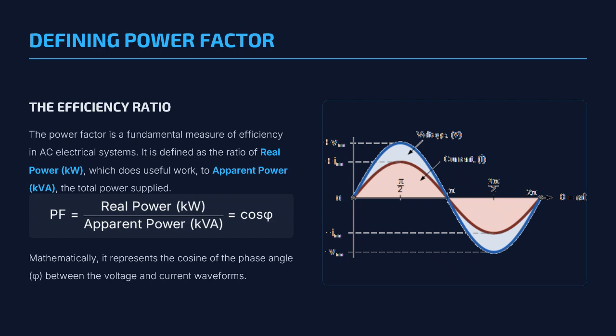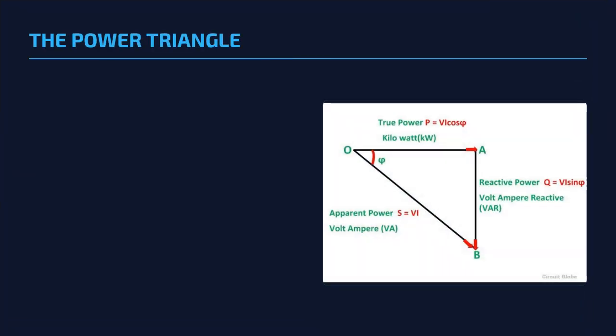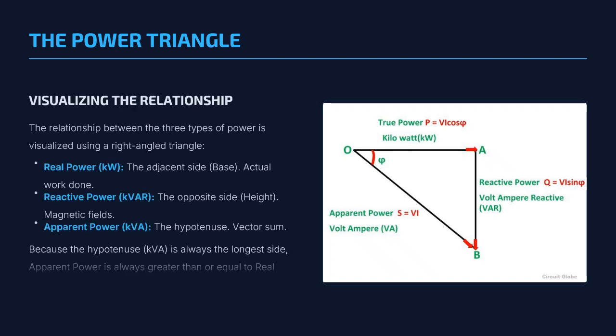The power triangle. Visually, we represent this relationship with the power triangle. Real power forms the base, reactive power is the height, and apparent power is the hypotenuse. Because the hypotenuse represents the vector sum of the other two, it is geometrically impossible for the base to be longer than the hypotenuse.